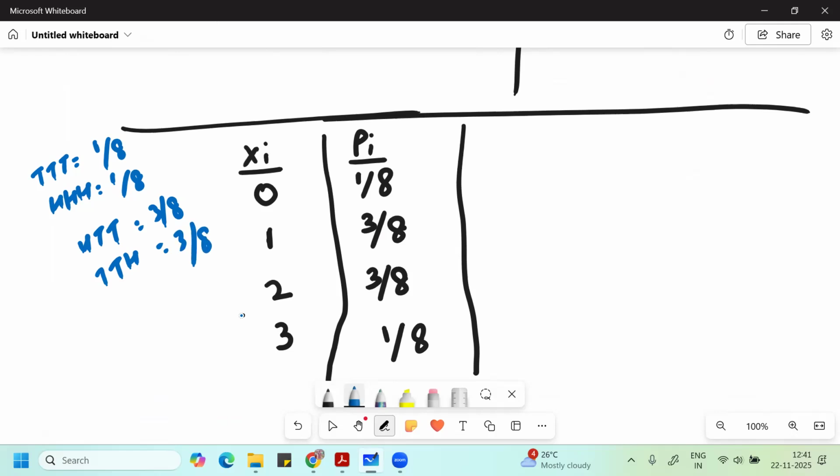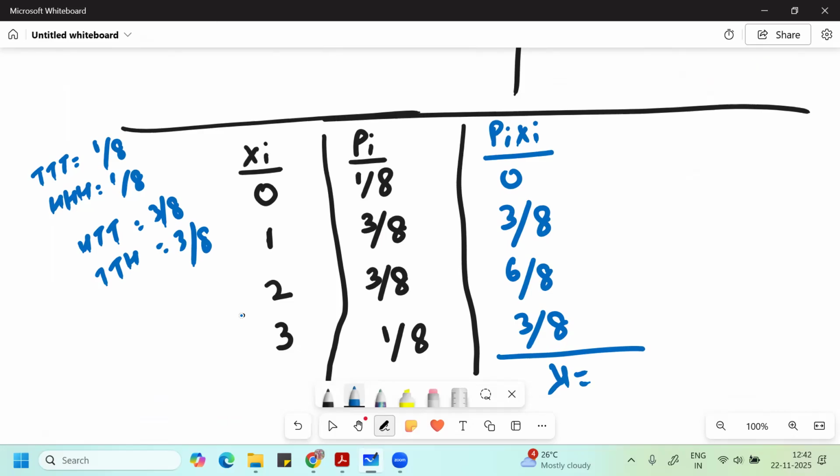So what you do is multiply the probability with the x value. If you do this, you will get the expected value or the mean value. So this is 12 by 8. 12 by 8 is 1.5, so your mean value is 1.5.